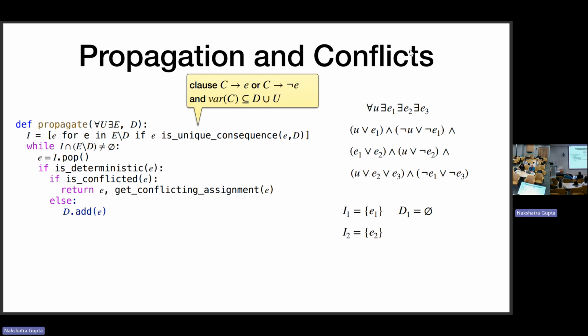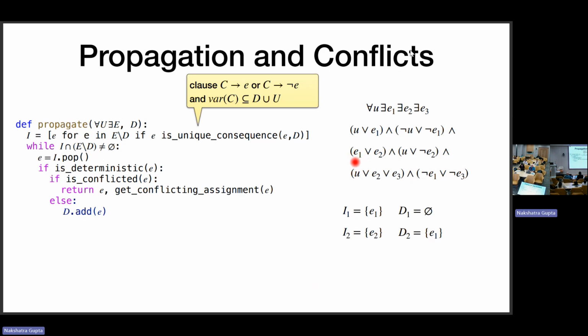In the second iteration, what are the clauses where an existentially quantified variable is a unique consequence? Now for this clause, E1 is in D, and E2 is not in D. So here E2 is a unique consequence. Here E2 is also still a unique consequence. And here E3 is a unique consequence. Unfortunately, I made another mistake here: E3 should be in the set as well. But let's assume we're picking E2 here. Then we have these two clauses.